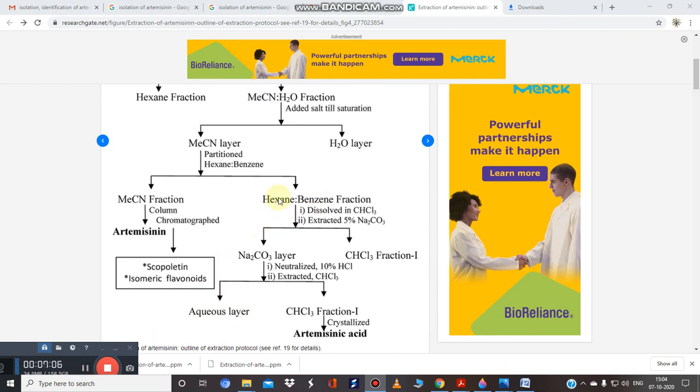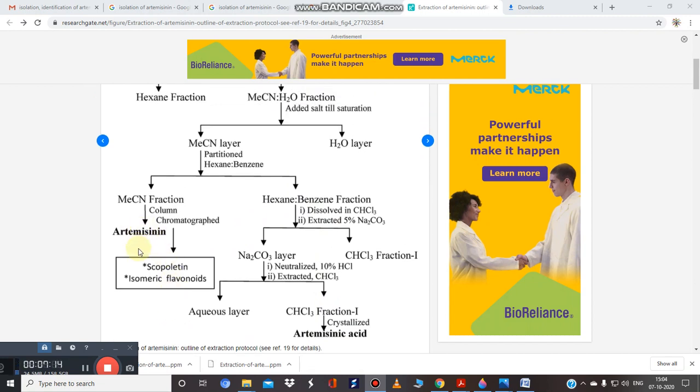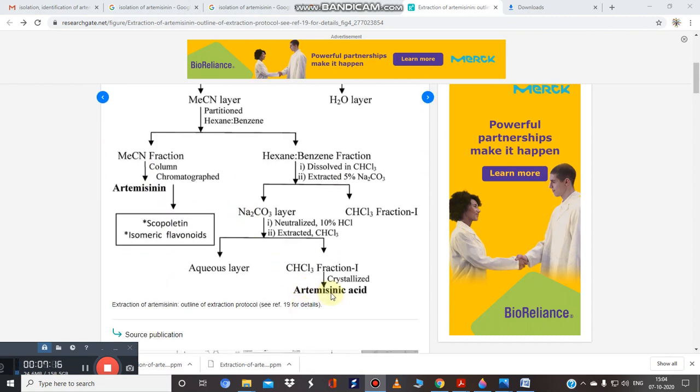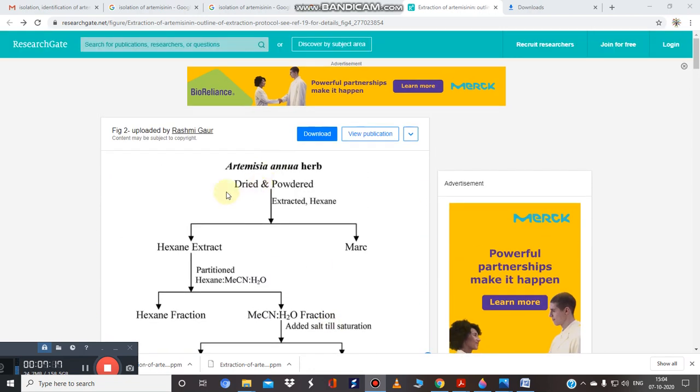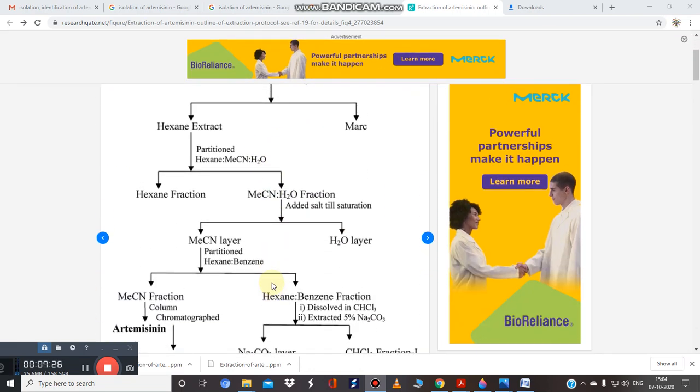And if we work on the hexane benzene fraction, what will we obtain? Artemisinic acid. But here we have to focus upon artemisinin, because this is what is in our syllabus. From this plant, Artemisia annua, two compounds have been isolated, artemisinin and artemisinic acid, with the help of this procedure.